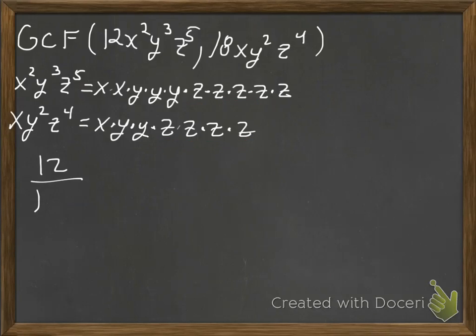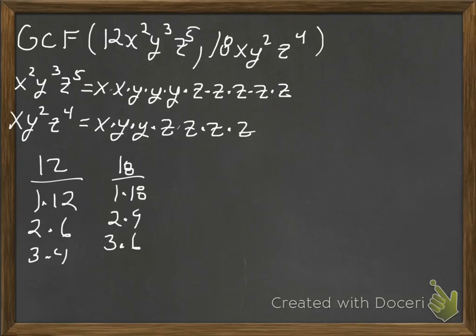Okay. Then we'll look at the numbers. So we already did 12. It was 1 times 12, 2 times 6, 3 times 4. Then we'll look at 18, which is 1 times 18, 2 times 9, 3 times 6. And I'm looking for the greatest number they have in common, which appears to be 6. So 6 gets included.